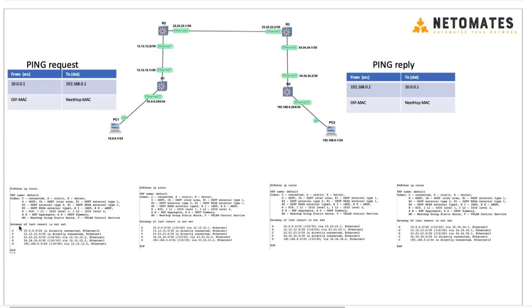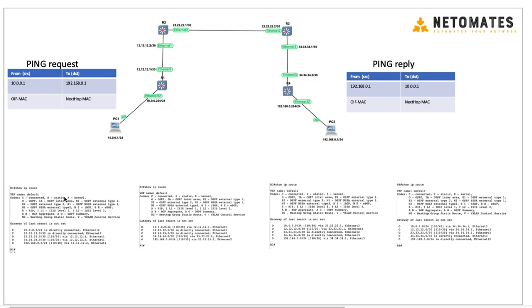So this is the topology we use for this lab. We have PC1 and PC2, and there are 4 routers in between. PC1 has the IP of 10.0.0.1 and PC2 has the IP of 192.168.0.1. We have configured all the routing. So when PC1 tries to send a ping request, the destination IP is 192.168.0.1 and it will send it to R1.